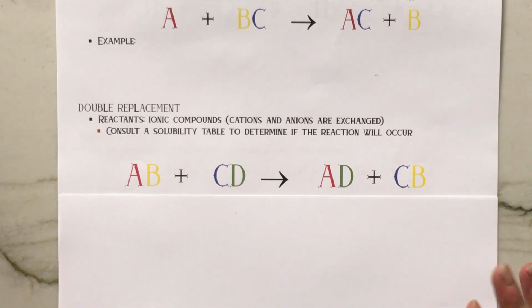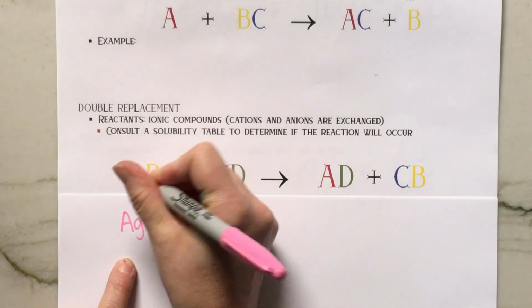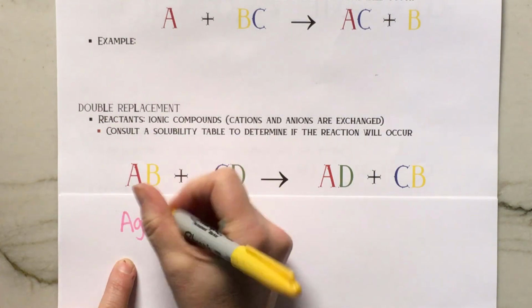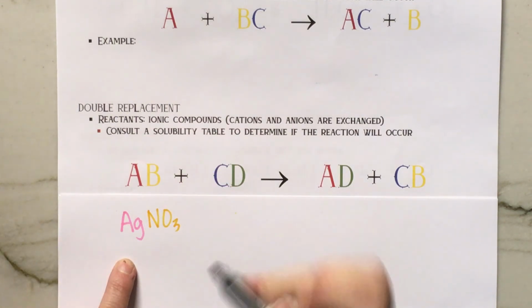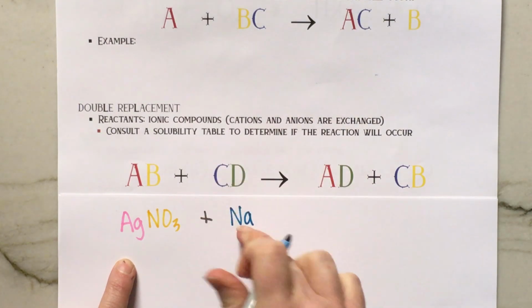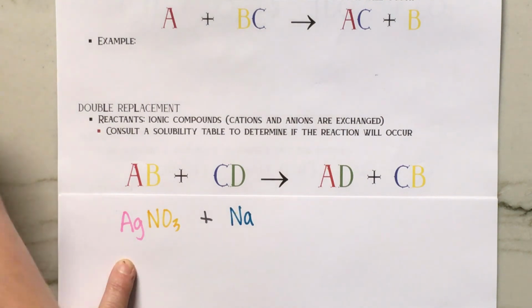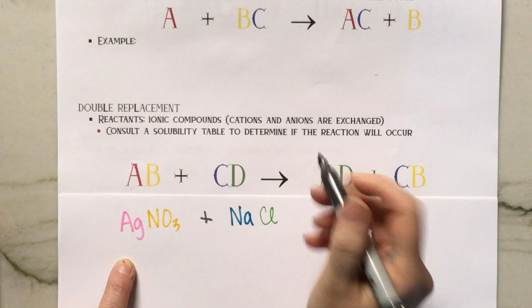And I will do a video on how to read a solubility table at a different time. Let's do a fast example. So we have silver nitrate. So A, just silver, nitrate. So AB is going to react with sodium chloride, C, D, sodium chloride, to produce.